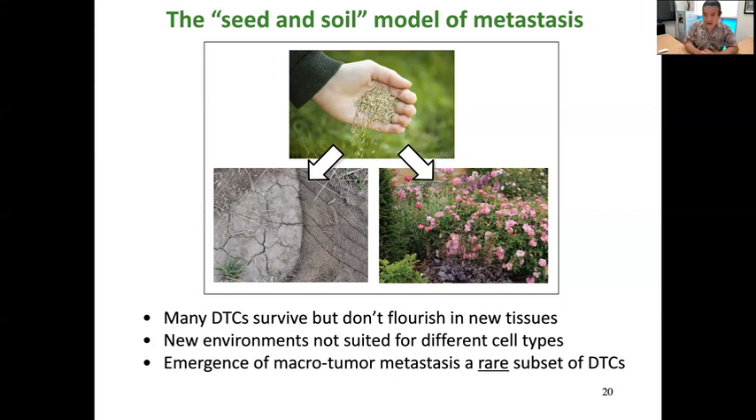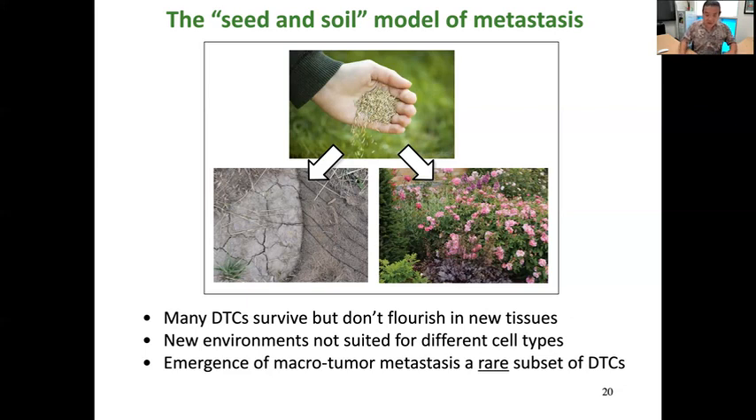Those poor seeds were scattered around randomly, just in the same way that a circulating tumor cell will be scattered around randomly, getting stuck wherever they get stuck in your body in the capillary system to become a disseminated tumor cell. But most DTCs won't flourish in their new tissues because the new environment is simply not suited for these different cell types. Therefore, the emergence of a macrometastases really does represent a rare subset of DTCs.